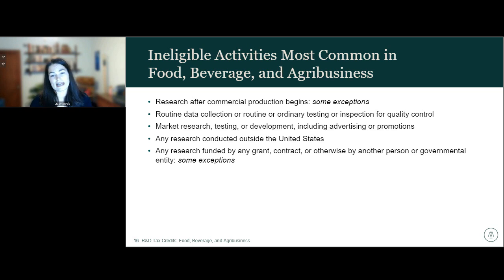Any research conducted outside the United States, where you might be working with contractors, or perhaps you have a subsidiary outside the United States, that would not be eligible. And then also research related to contracts with third parties. Again, there may be some exceptions here. What's truly critical is the language in that agreement with a third party. So that's something that you would want to be reviewing before including R&D expenses related to contracts with third parties in a credit.